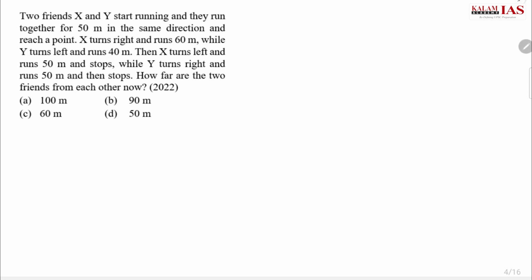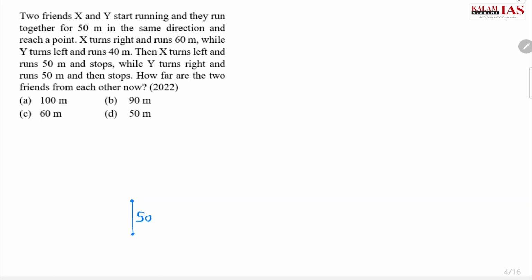In this case, it is said that there are two friends X and Y. They start running and they run together for 50 meters in the same direction. Suppose the starting position is here and the two friends are running for 50 meters in the same direction. Suppose the direction is north. So they are running 50 meters in the same direction.